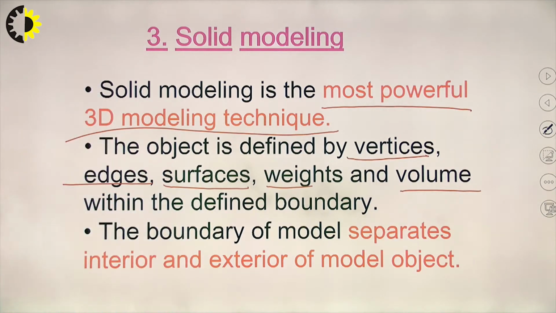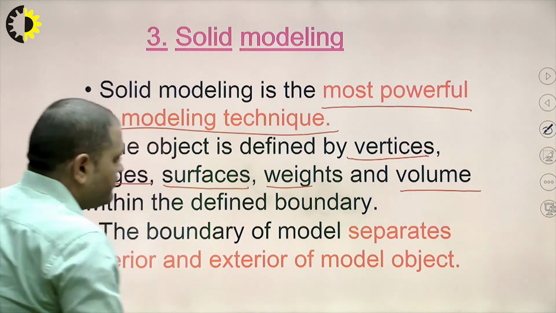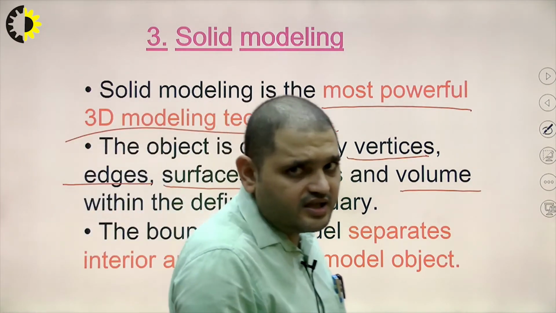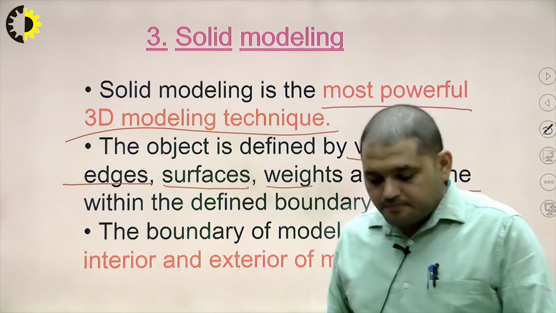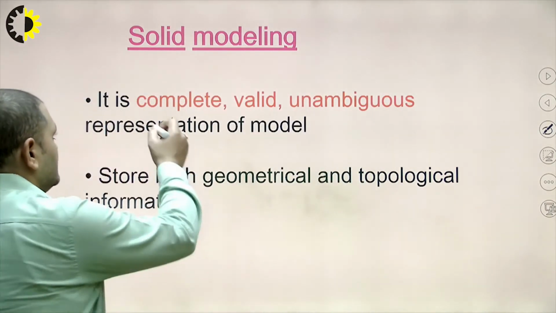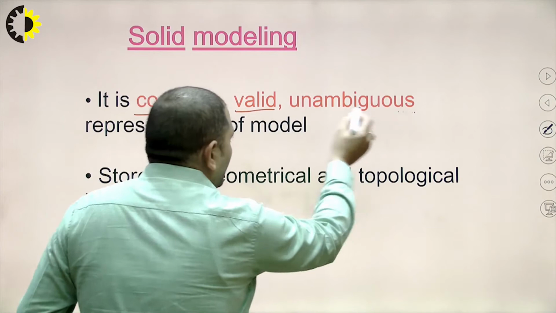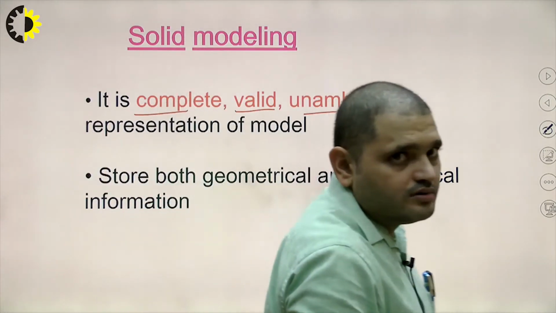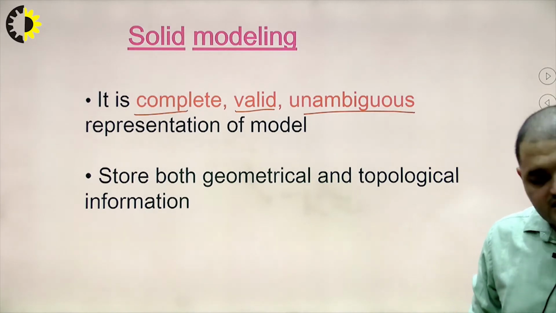Okay, so within the defined boundary, the boundary of the model separates the interior and exterior of the model object. So it is a complete, valid, unambiguous representation of the model. It stores both geometrical and topological information.